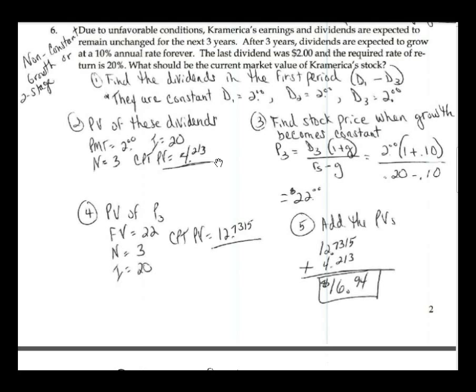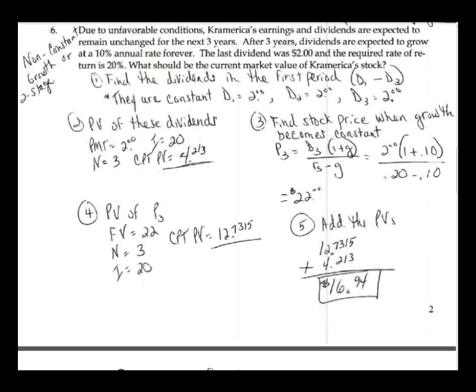4.213. When solving these problems, I recommend students keep it out to as many decimal places as possible so you get the most accurate answer, so you're not rounding all the time and leading yourself to something that's not even close to correct.